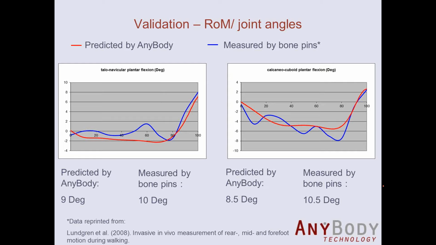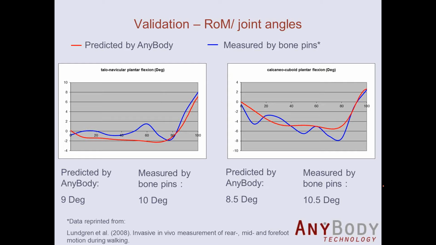So the bone pins are a very accurate way to measure the motion because the trackers are really fixed directly into the bone, so there is no skin artifact, for example, no perturbation of the motion. So we took 2 degrees of freedom for this study, the talonavicular flexion and the calcaneocuboid flexion.